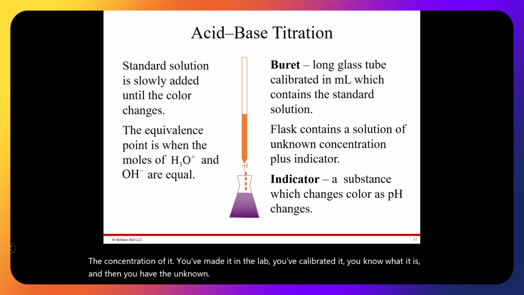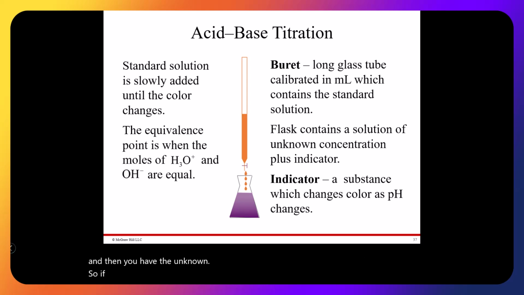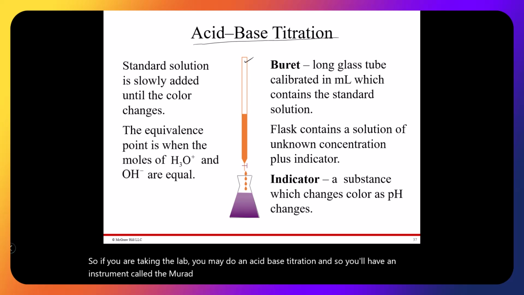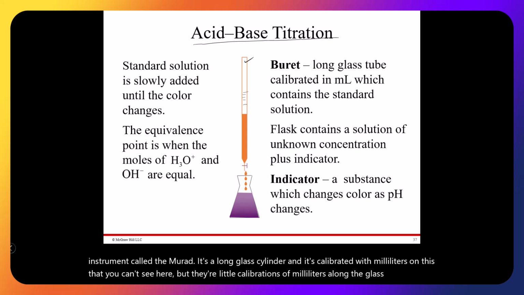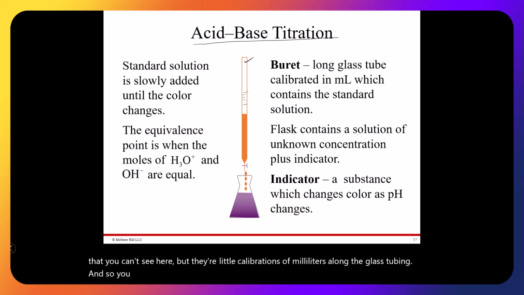If you are taking the lab, you may do an acid-base titration. And so you'll have an instrument called the burette. It's a long glass cylinder, and it's calibrated with milliliters on this that you can't see here, but they're little calibrations of milliliters along the glass tubing. And so you put in a given amount of standardized solution, which you know the concentration of.